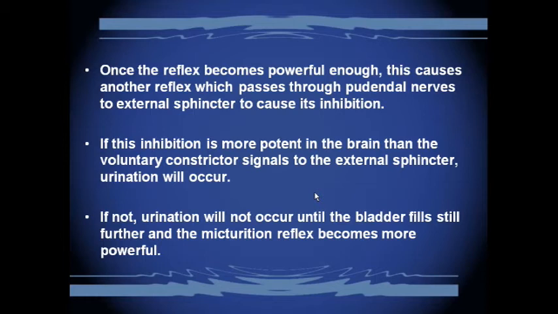to cause its inhibition, because there is one more voluntary external sphincter which has to be inhibited to facilitate flow of urine. So if this inhibition from the brain is more potent than the voluntary contraction of the external sphincter, urination will occur. So this is very important, the inhibition of the external sphincter. If not, then urination will not occur until the bladder fills still further and the micturition reflex becomes more powerful.